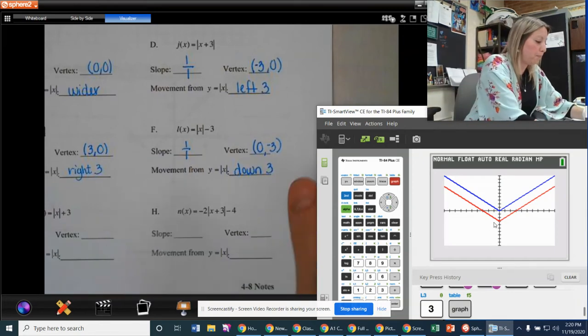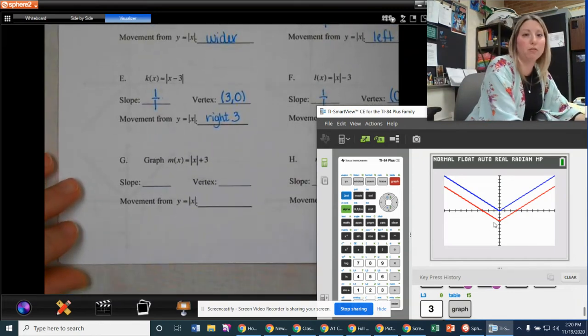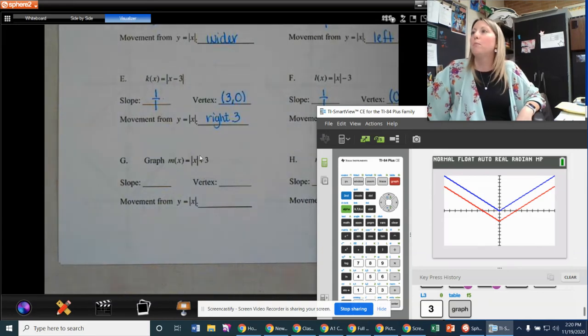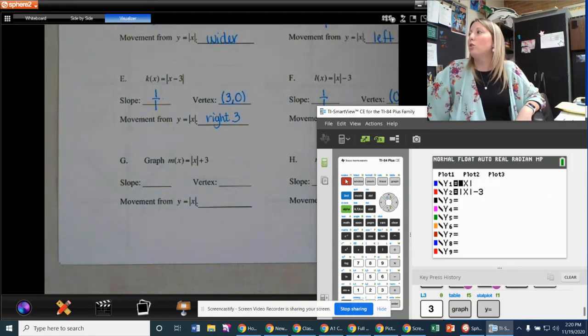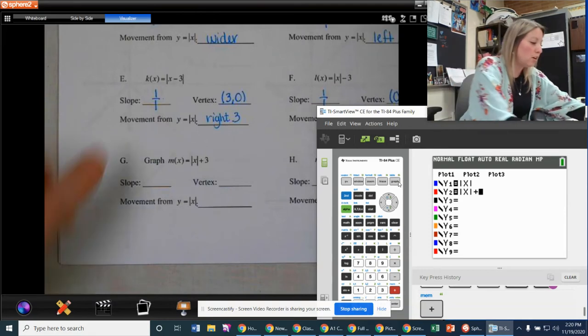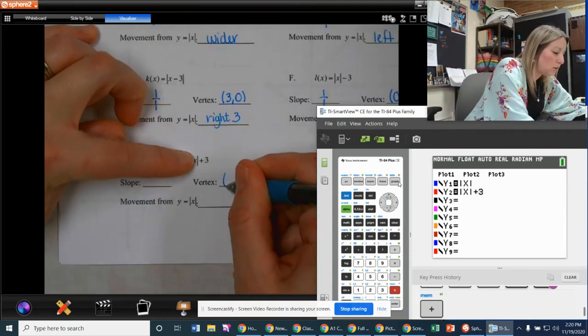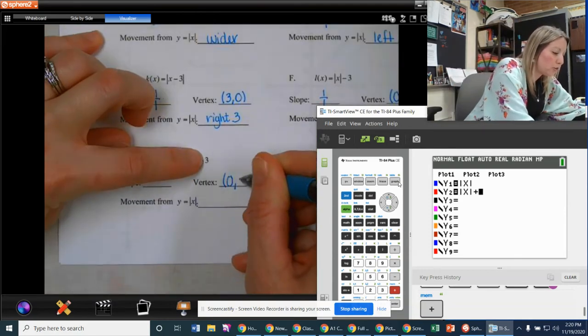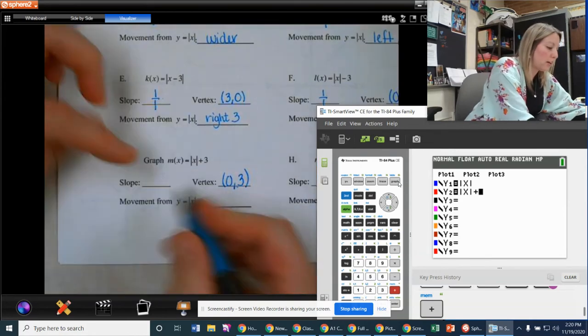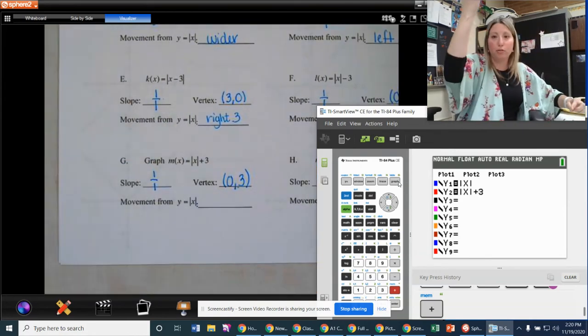All right, last couple. This is the last real single movement, and then we'll kind of double up our movements a little bit. But here, there's a +3 out here. So y equals, let's go change it to a +3. And because there's a +3 out here, we know that the vertex, nothing on the inside, +3 on the outside, is 0, 3. So that takes it and moves it up 3, right?